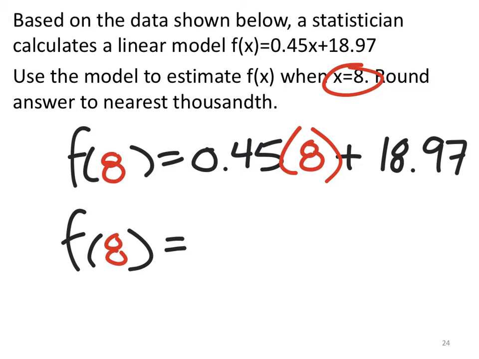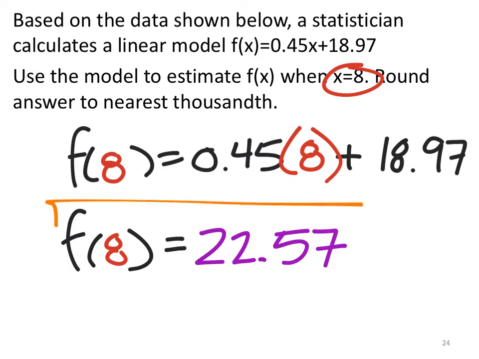Plus 18.97. I push enter, and it gives me the answer as 22.57. It did say to round to the nearest thousandth. It doesn't look like we needed that. Since it doesn't really tell us what this statistician was calculating, I guess we can't label it either. So we'll say this is our final answer right there.